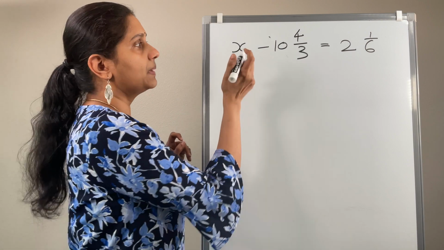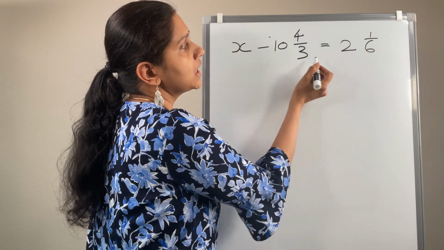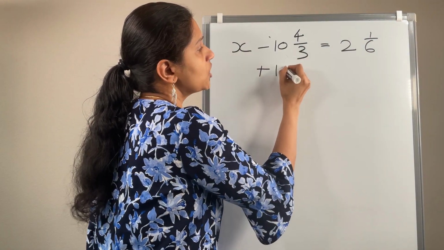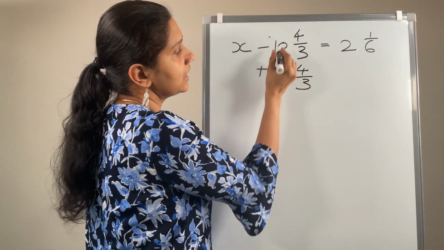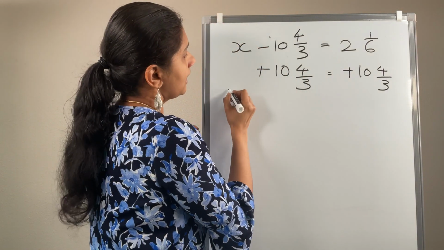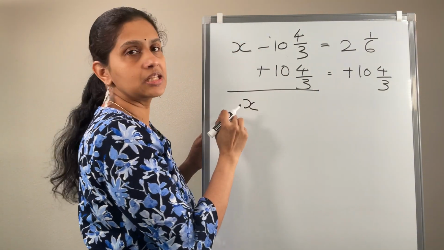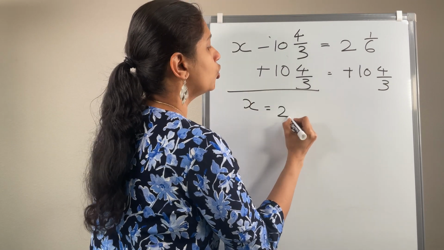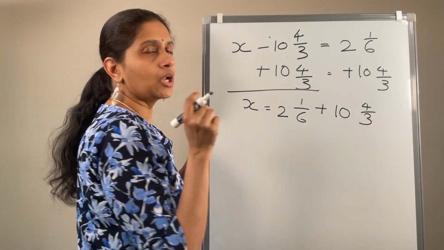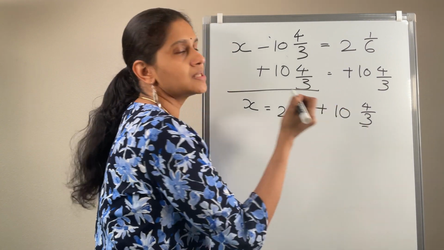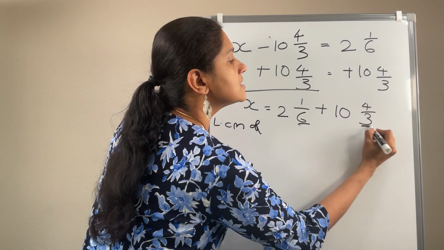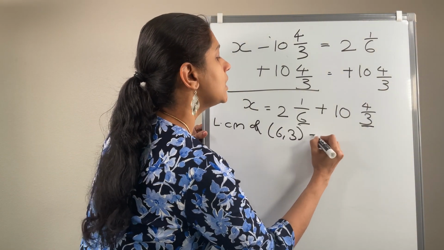Now consider the example x minus 10 4 by 3 equal to 2 1 by 6. In order to solve this, again I am isolating the variable by using the inverse operation. I am just adding 10 4 by 3 on both the sides, and then I am doing the calculation. I am isolating the variable x, that is going to be equal to 2 1 by 6 plus 10 4 by 3. Now the next step is to make the denominators the same. For that you have to find the LCM of the denominators 6 and 3. That is going to be equal to 6.